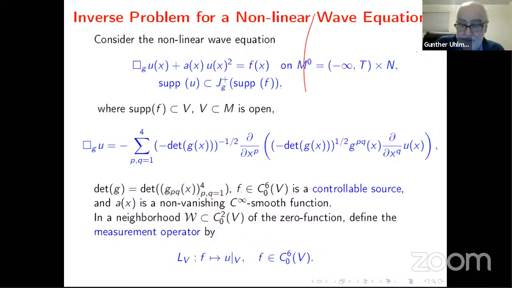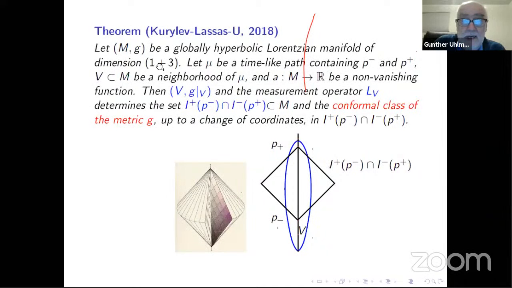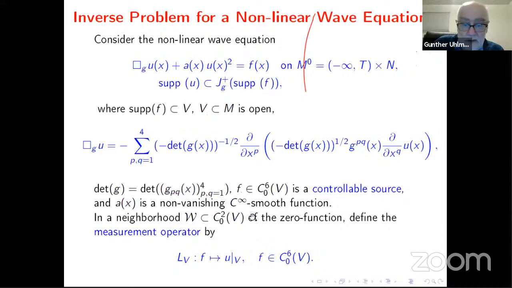We show that this is indeed the case. You assume that, again, it's globally hyperbolic in space-time, one time and three space dimensions. This is a time-like path, a world line of an object, containing the points p plus and p minus. You take a neighborhood again, and you assume that you know this set and you know the metric here where you're observing, and you know the measurement operator. So this is again the source on the right-hand side to the solution, just on this set V.